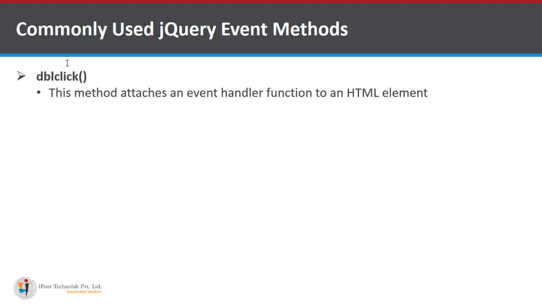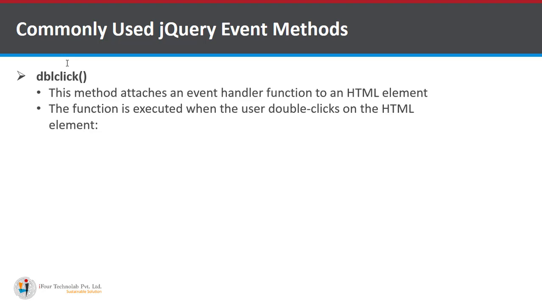Second one is double click. This method attaches an event handler function to an HTML document. The function is executed when user double clicks on an HTML element. For example, on double click, I want to hide this paragraph tag. The short keyword is dblclick.